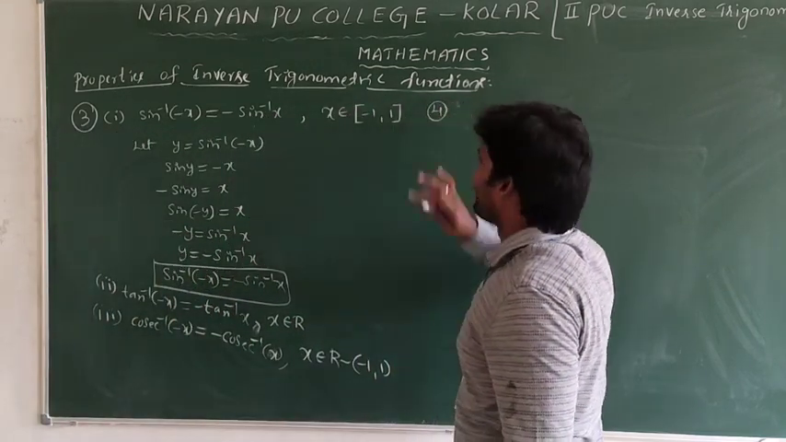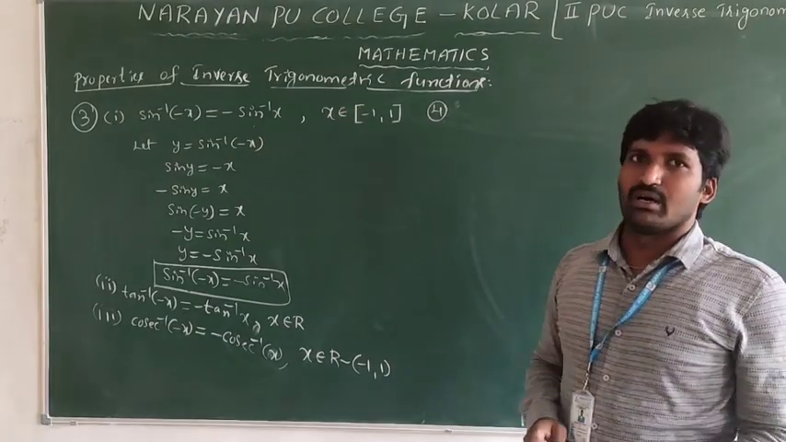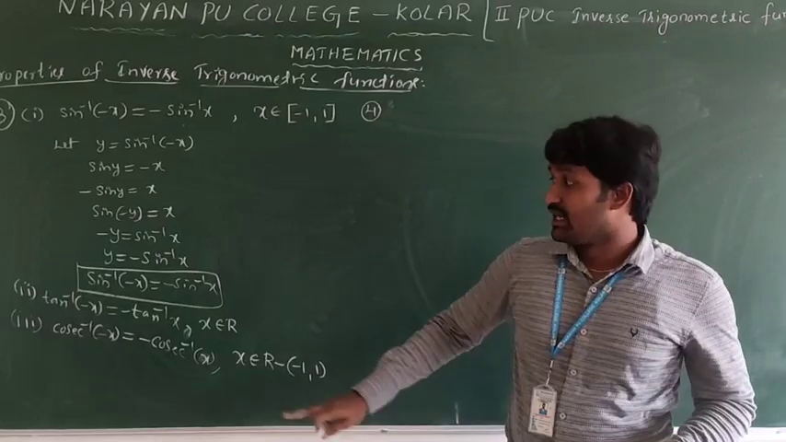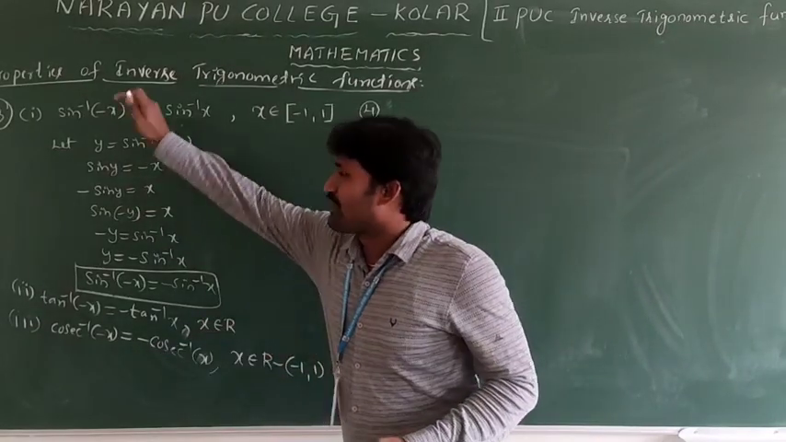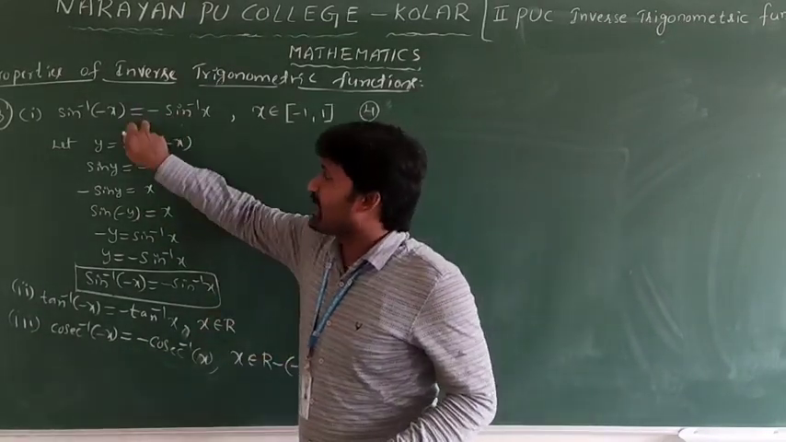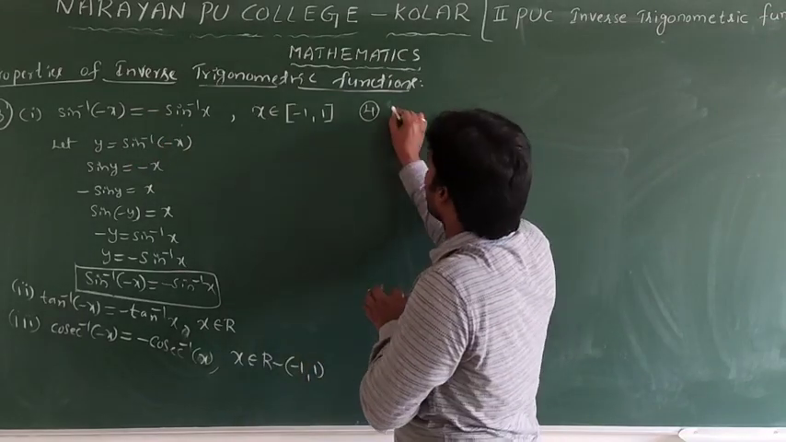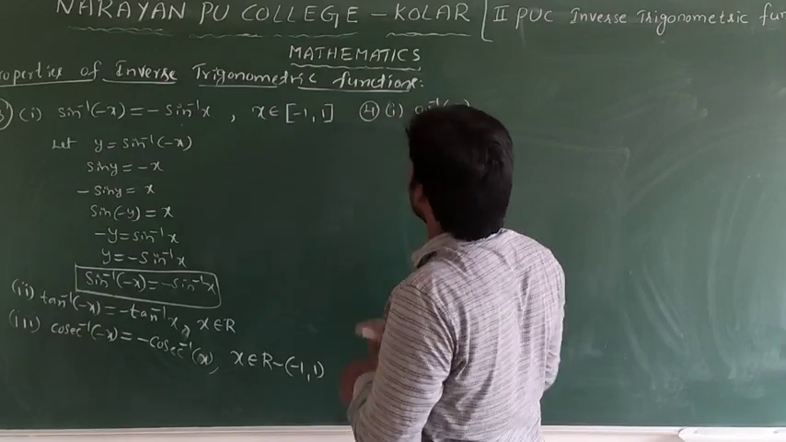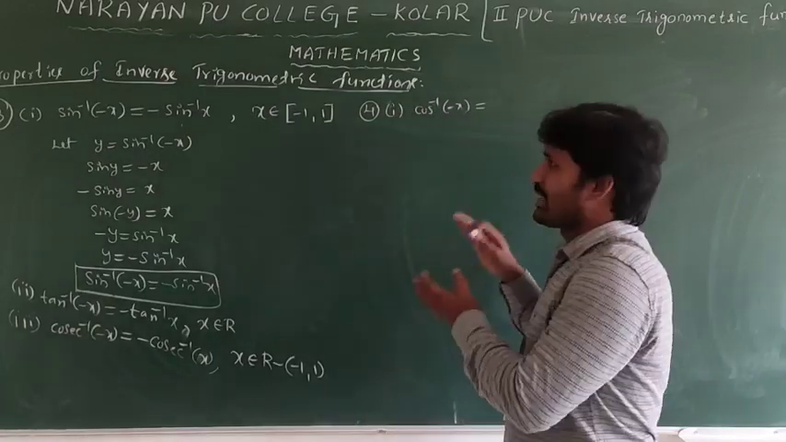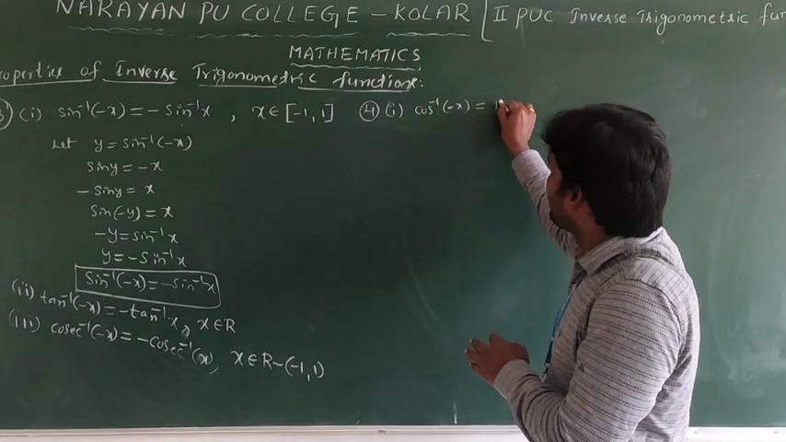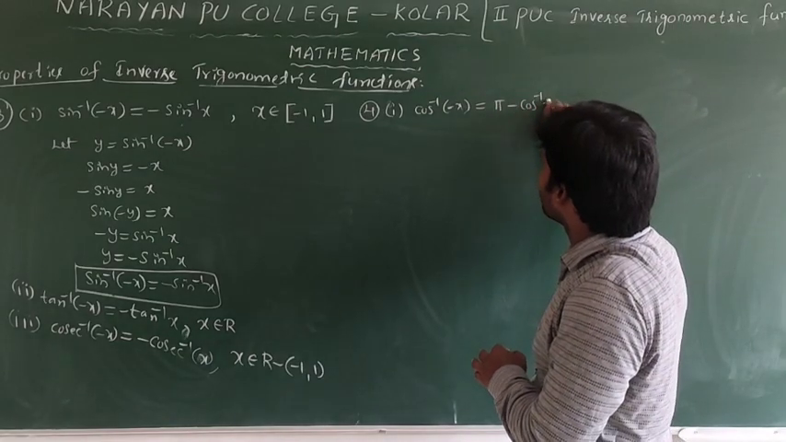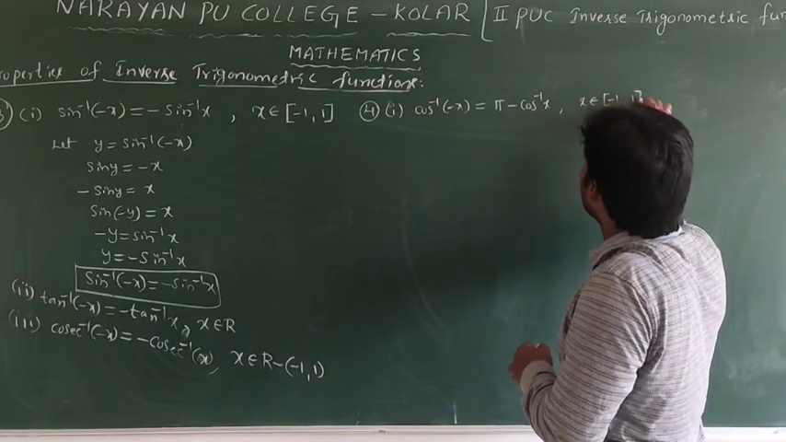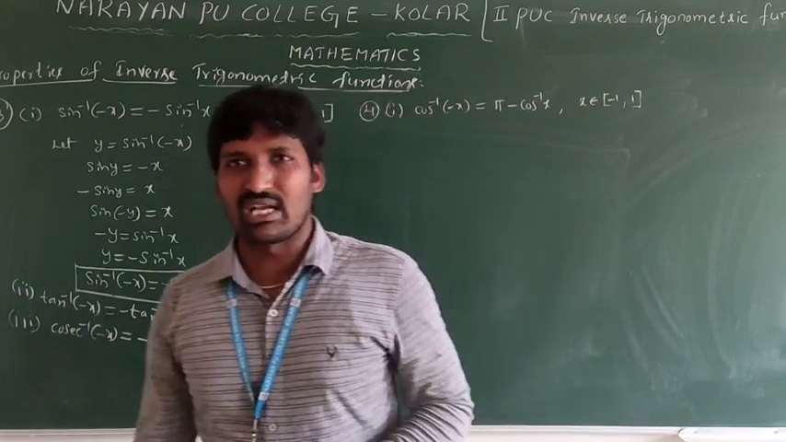Next, coming to the fourth one. We learned for 3 sets of inverse trigonometric functions: sin inverse of minus x, tan inverse of minus x, and cosecant inverse of minus x. For these 3, the minus is pulled out in front. For the next 3, for example the first one, cos inverse of minus x, this is not equal to minus cos inverse x. This is clearly pi minus cos inverse x. Now what is the x value? As per the domain of that function only, the closed interval minus 1 comma 1.